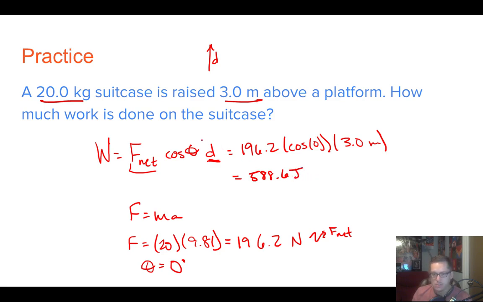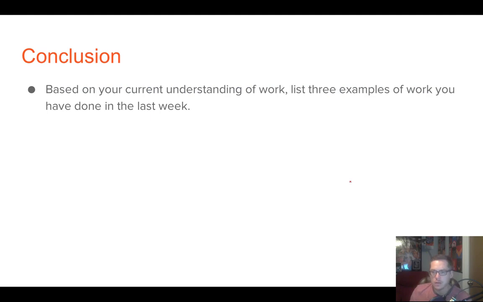Now let's think about this. How many sig figs? This one has 3, and this one has 2, so we have to round to 2 sig figs. So it becomes 590 joules. Okay. Cool? All right.